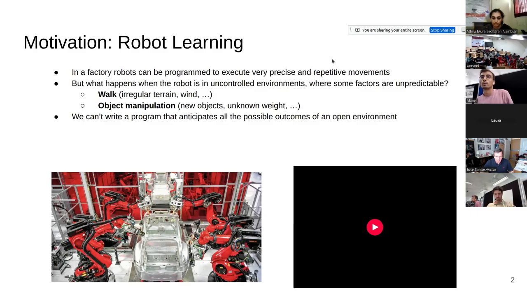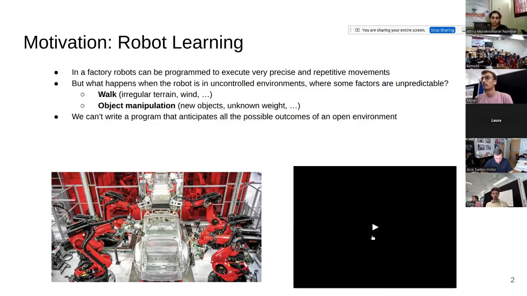For example, if we want to teach our robots how to walk, you're going to have irregular terrains, and there will be wind, there will be unexpected things happening around the robot. Or if you want to teach the robot to manipulate some objects, like picking up or stacking something, it might be faced with objects that it never saw before that you cannot program for, or it doesn't know the weight of the object that it needs to pick up. So we cannot really write a program that accounts for all of these unforeseen possibilities in open environments.